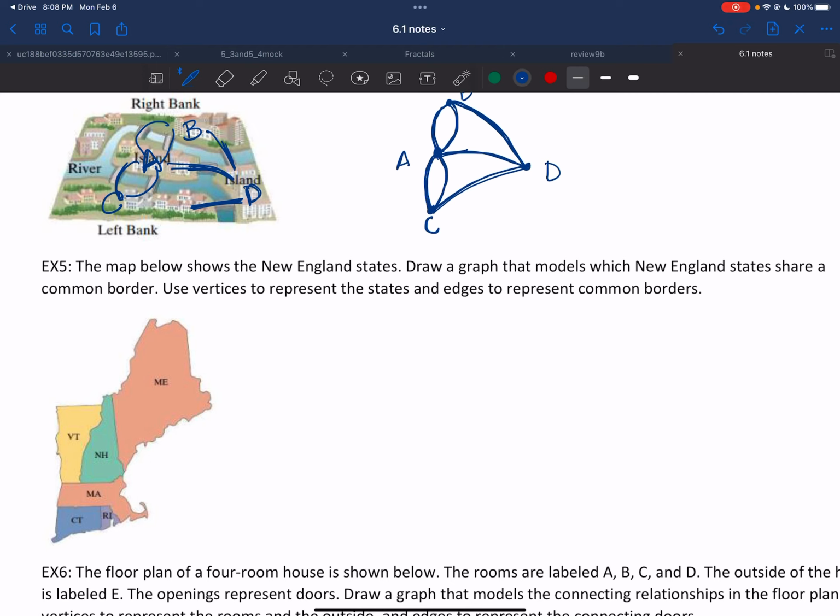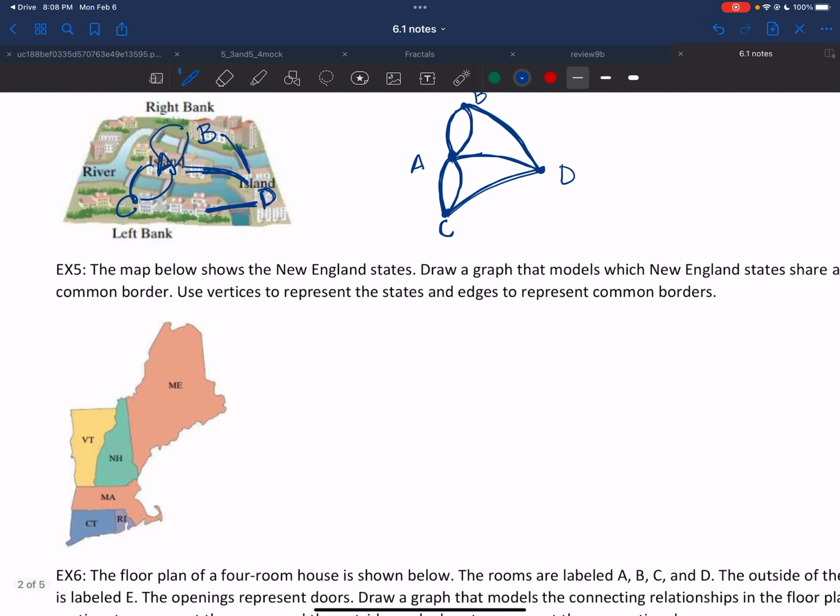All right, so we can do whatever you want as far as labeling. We can label them A, B, C, D, E. We can label them with their abbreviations, their state abbreviations. That might be a way to go.